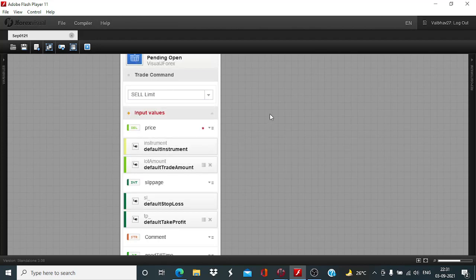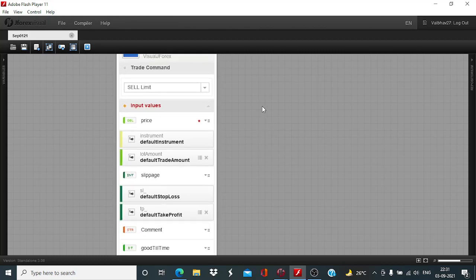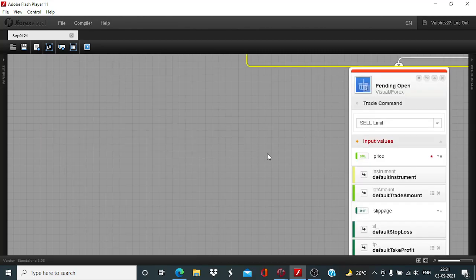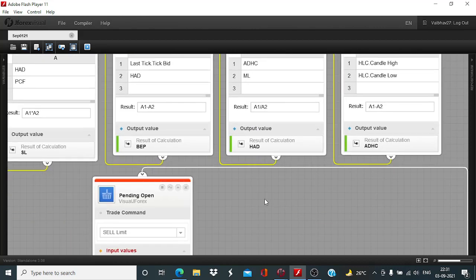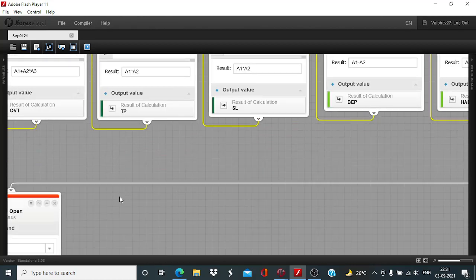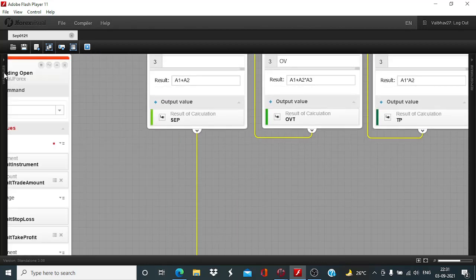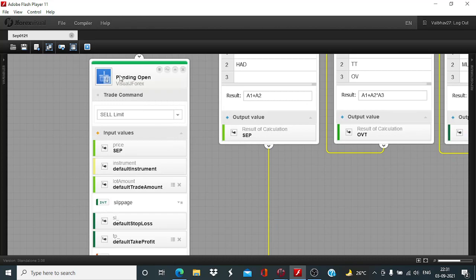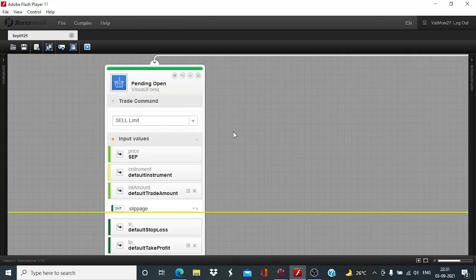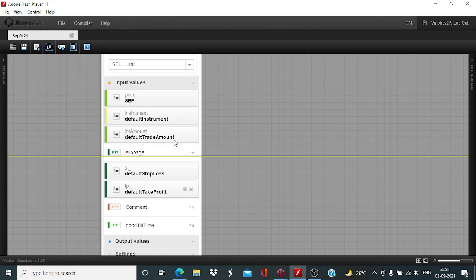Sell limit. The execution price is going to be SEP. Default instrument remains as it is. Trade amount I will change to 0.1 million. Slippage is going to be 2 pips.